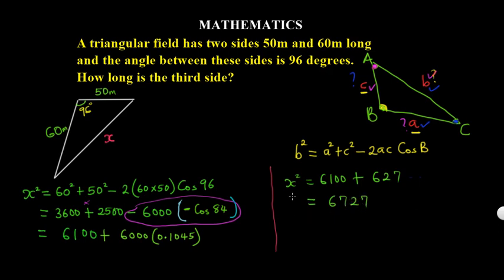Then you add this, giving us 6,727. Remember, we have been dealing with x squared, and our interest is to find the value of x. Then x will be equal to the square root of 6,727. Using our calculator, it will probably be 82 point something. Okay, 82.01, which we can approximate x to be equal to 82 meters.